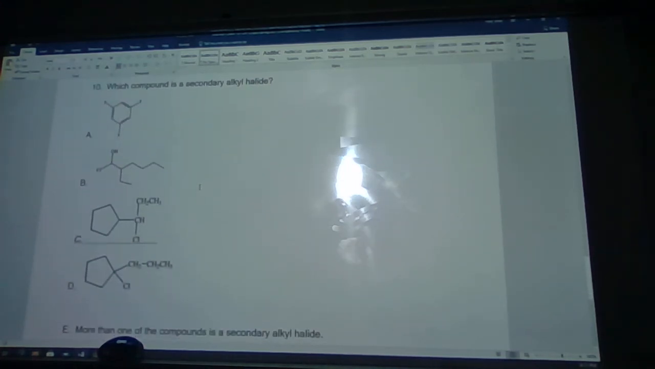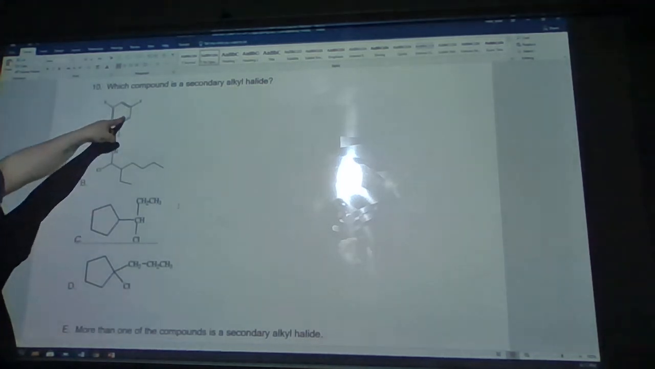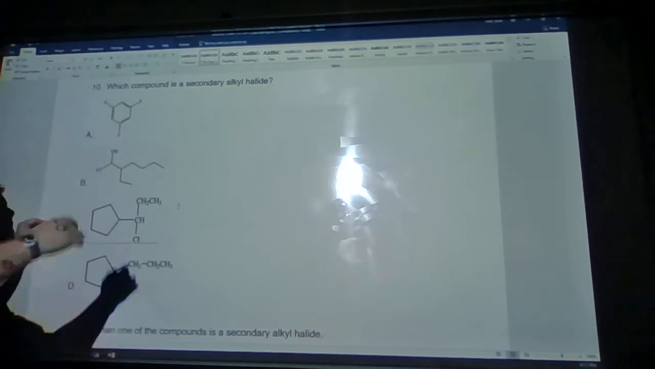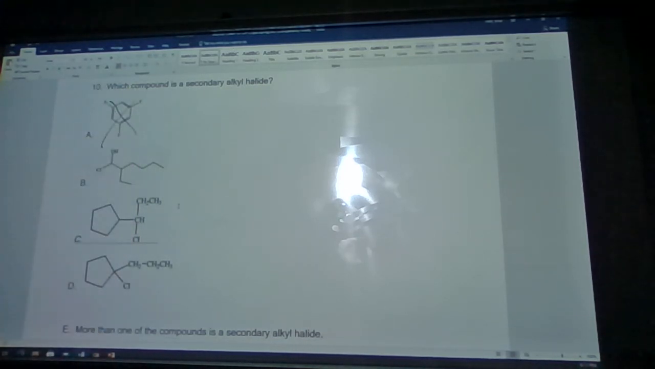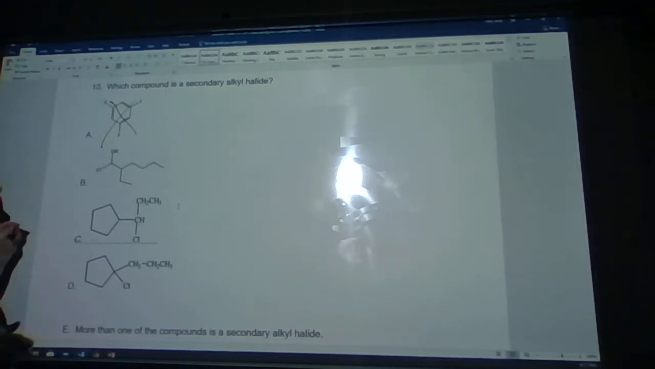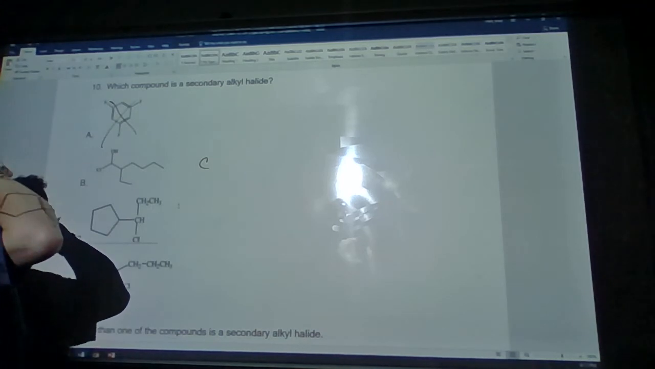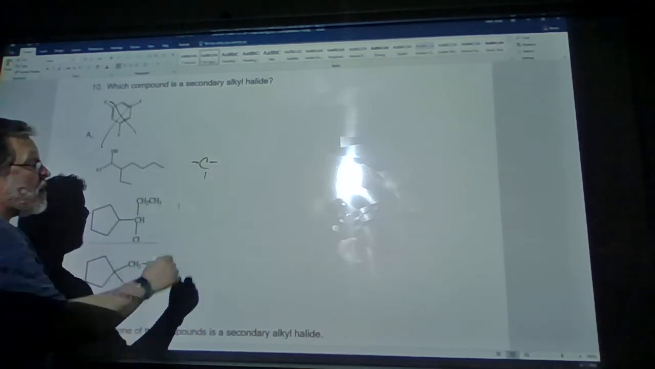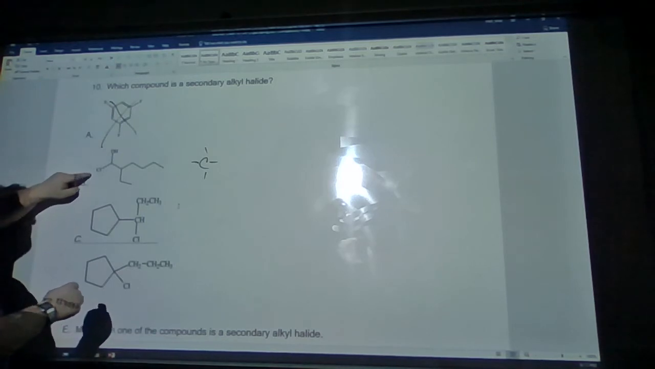Number 10, of these, which compound is a secondary alkyl halide? Alkyl groups are sp3 hybridized carbons. No double bonds, no triple bonds. Is there double bonds in here? Yes, so this is not an alkyl group. Again, a secondary alkyl halide is a compound that contains 2 carbons bonded to the carbon that has the halogen.